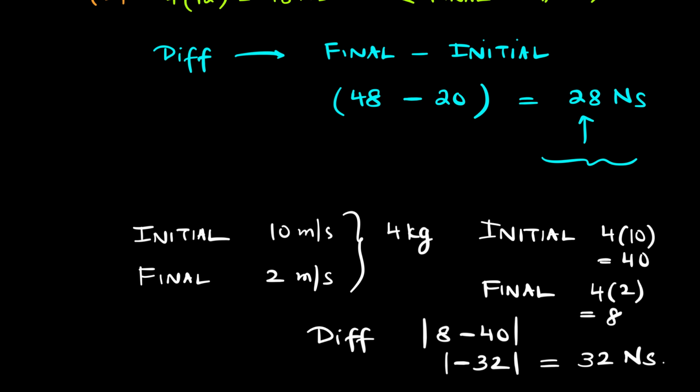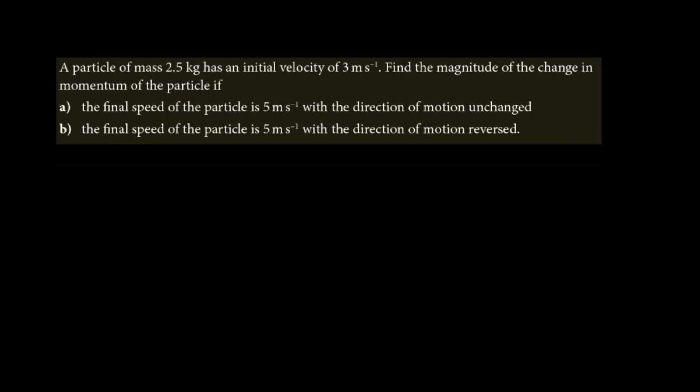Let's try out another question. The question says, a particle of mass 2.5 kg has an initial velocity of 3 meter per second. Find the magnitude of change in the momentum of the particle if the final speed of the particle is 5 meter per second with the direction of the motion unchanged. And then there is part B. The final speed of the particle is 5 meter per second with the direction of the motion reversed.